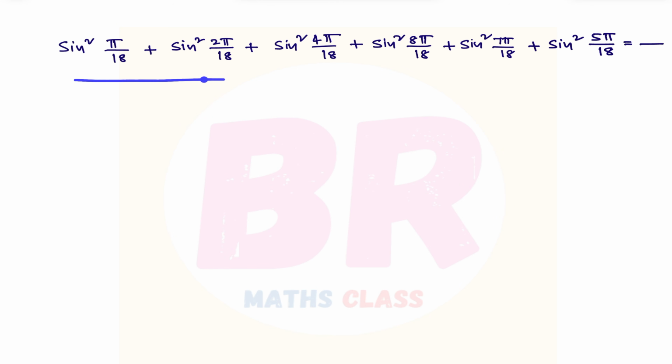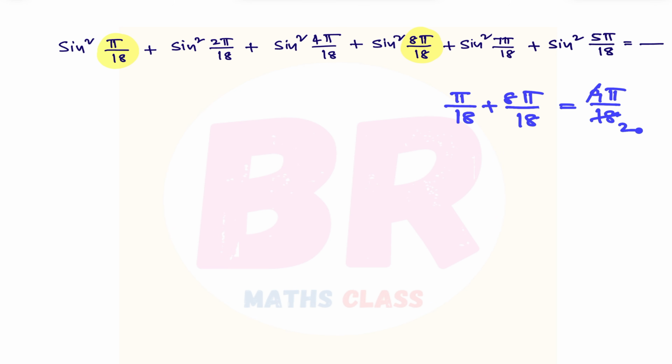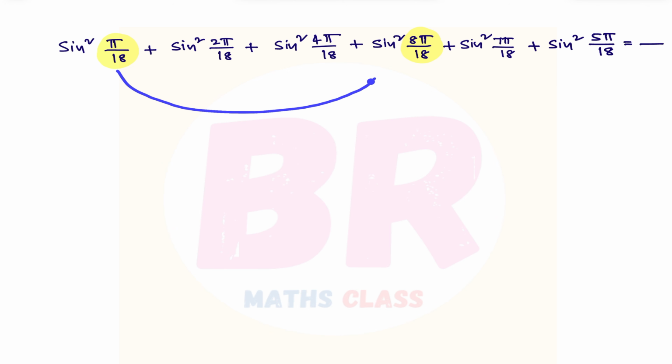Now you see this problem. This problem also can be done by using the same shortcut. You observe this. When a plus b is pi by 2, sin square a plus sin square b is 1. Here pi by 18 plus 8 pi by 18 is what? That is 9 pi by 18, which is the same as pi by 2, right? So sin square pi by 18 plus sin square 8 pi by 18 value will become 1.